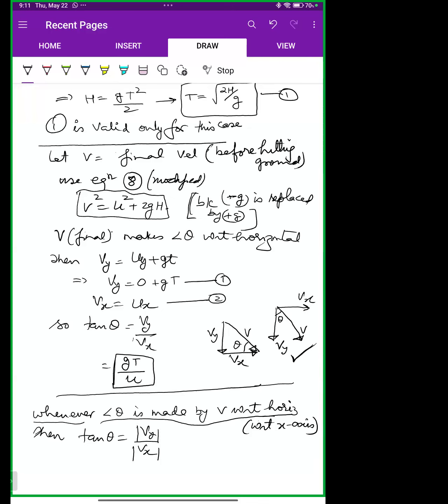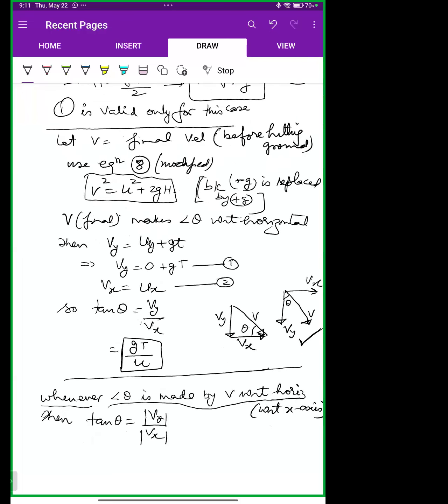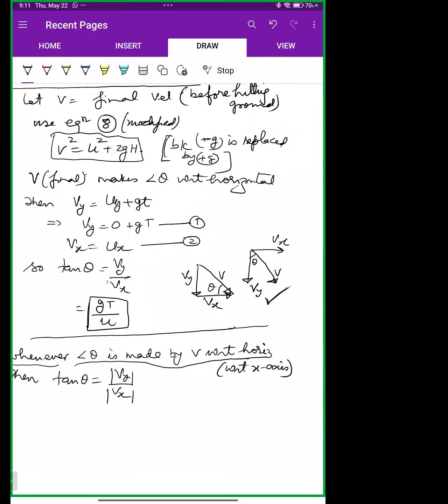Yes, sir, but the value of theta is not between V and Vy, right? Isn't it between V and Vx? Okay, theta is between V and Vx. If you want to write theta, see, theta is there, not tan theta. Ah, yes, sir.